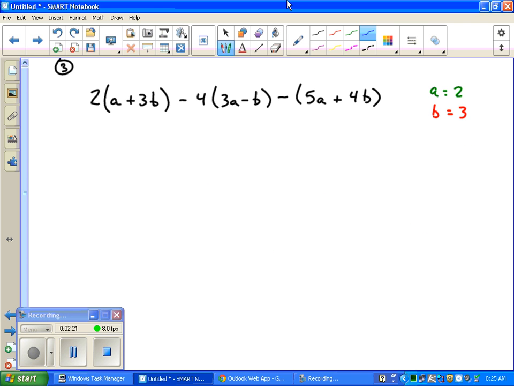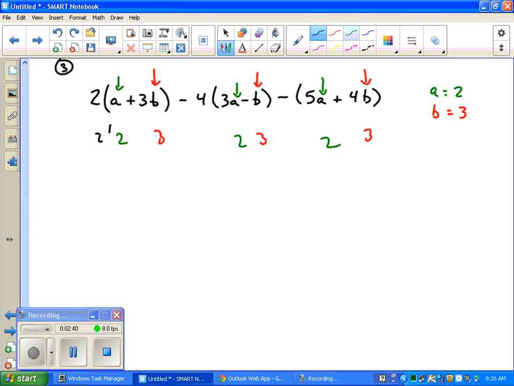It says simplify this when A is 2 and B is 3. So all you're doing is, in place of A, you plug in 2. Here we're going to plug in a 2. Here we'll plug in a 2. And here we'll plug in a 2. In place of B, you're going to do the same thing, but you're going to plug in a 3. The rest of it will hold true.